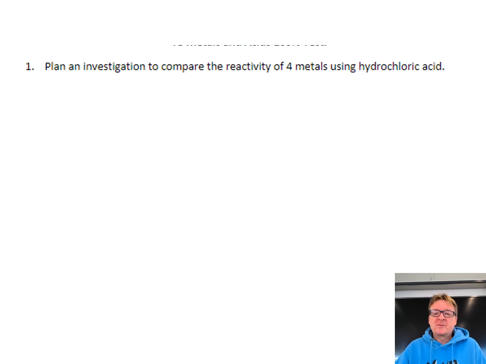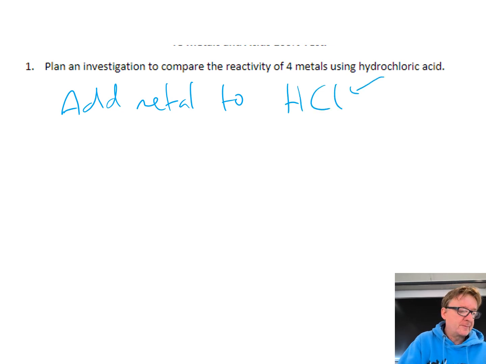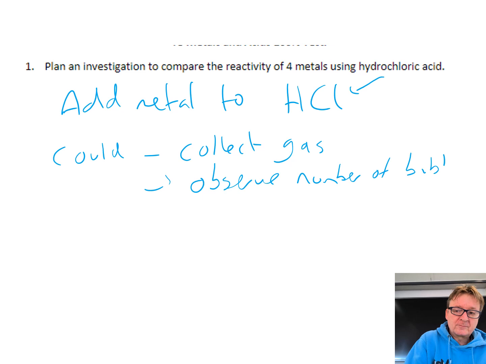Plan an investigation to compare the activity of 4 metals using hydrochloric acid. So the first step is add the metal to HCl, which is the hydrochloric acid. You could collect the gas, you could observe the number of bubbles, you could time for the reaction to stop.